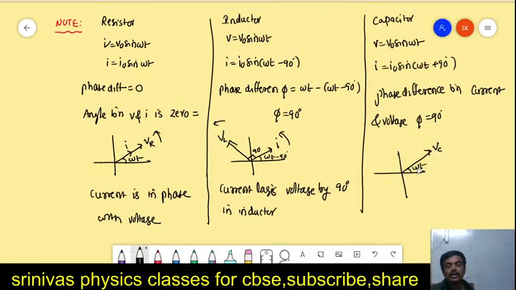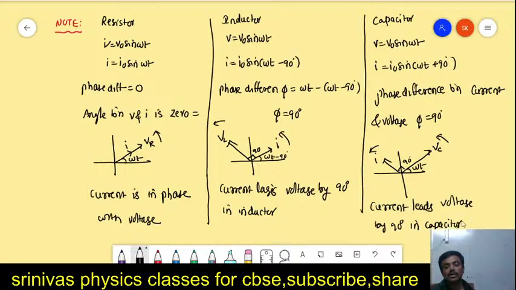The current angle is 90 degrees more. This is the direction of the current. You add 90 degrees, then you will get the current direction. Here we are indicating rotating vectors in the anti-clockwise direction. The current angle is more. That's why we say that the current leads. Current leads voltage by 90 degrees in a capacitor.